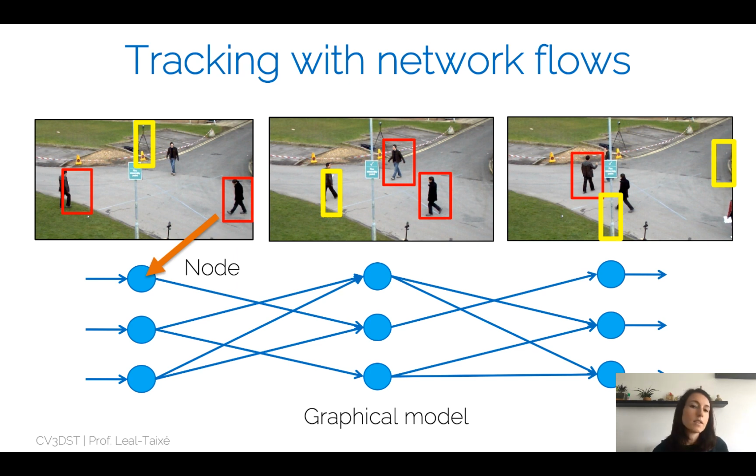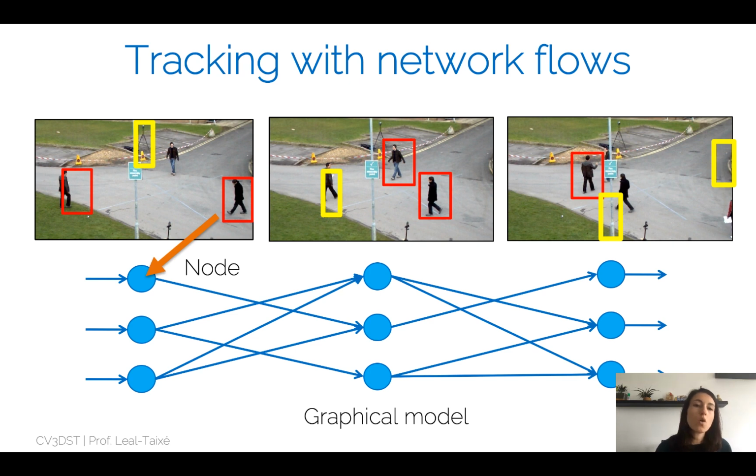So with that set of detections, what we do is we create a node for each detection that we have in a frame. So you see here, for example, that in this frame we have 3 detections and we have 3 nodes in our graph. Then for the next frame we have another 3 detections and we have again 3 nodes in the graph. And now the idea is that we start connecting these nodes with possible connections.